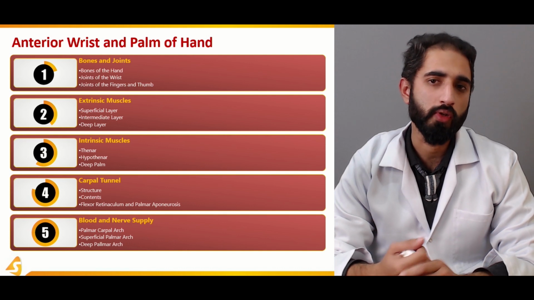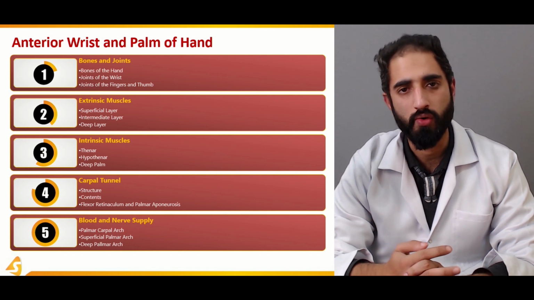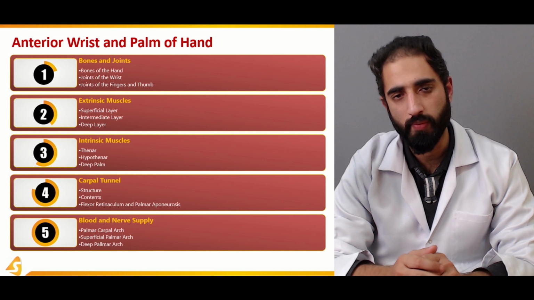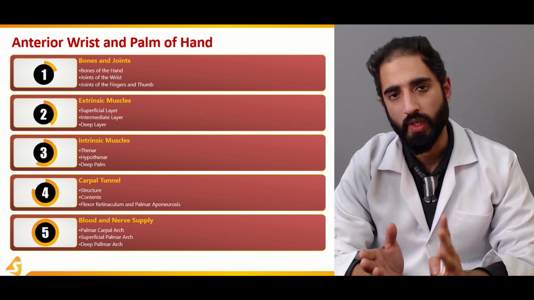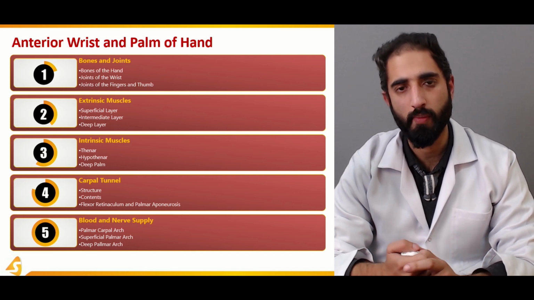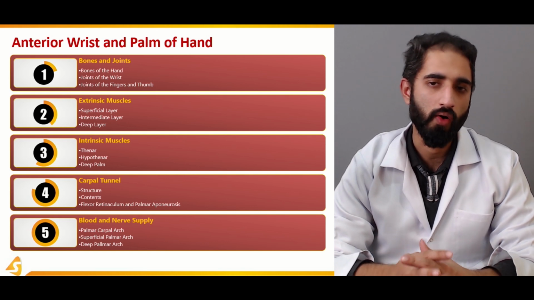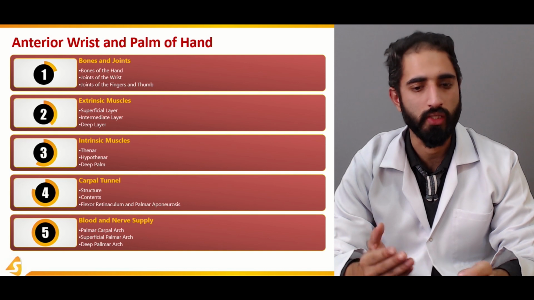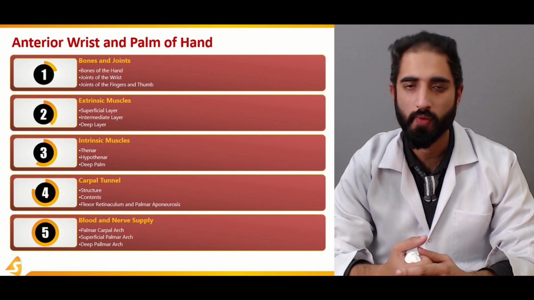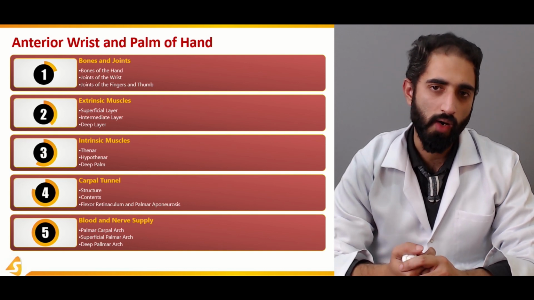At the end, we're going to talk about the blood and nerve supply, in which we're going to talk about the cutaneous nerve supply via the median nerve and the ulnar nerve on the palmar aspect of the hand, as well as we're also going to talk about the blood supply on the palmar aspect of the hand, including the palmar carpal arch, the superficial palmar arch, and the deep palmar arch.